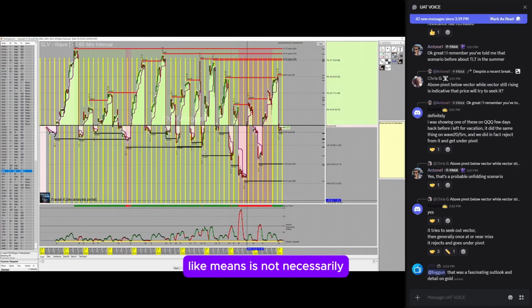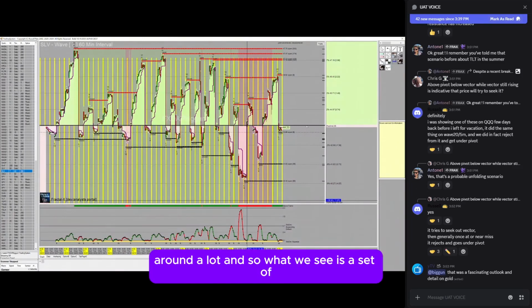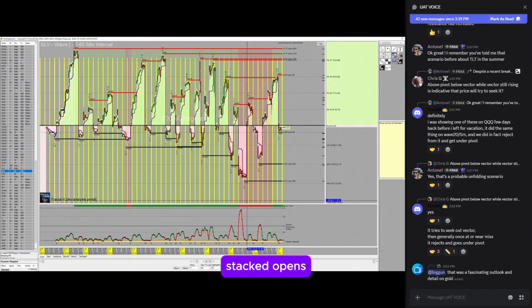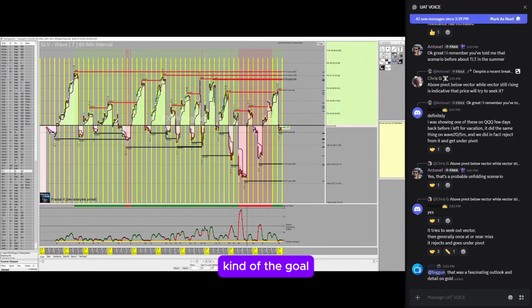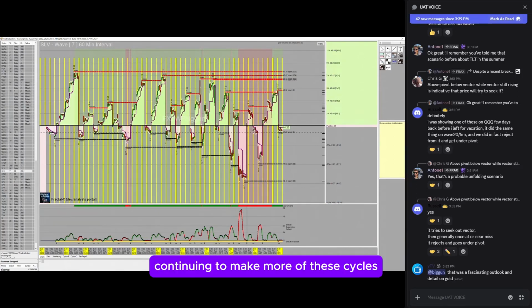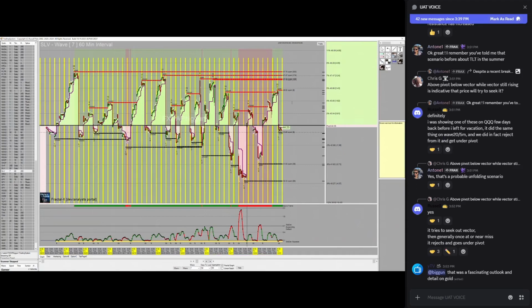What this means is not necessarily a straight uptrend for silver, especially silver, which, as Russell, who has been trading since 1985, will tell you, can flounder and whip around a lot. And so what we see is a set of stacked opens up here at this 47 level, which would be a bullish target of interest. The goal for silver is to keep making more of these uptrend cycles than downside cycles. That's kind of the end goal for silver.